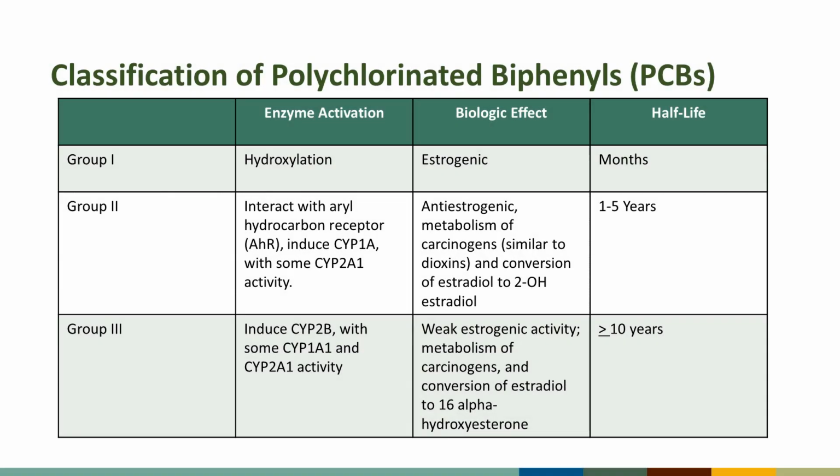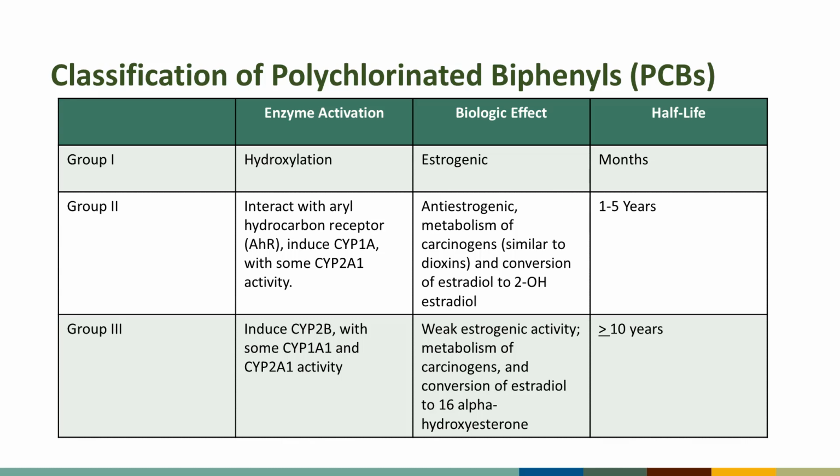Group 1 PCBs are metabolized by hydroxylation and have estrogenic effects. They have half-lives of several months. Group 2 PCBs interact with the aryl hydrocarbon receptor, causing induction of certain cytochrome P450 enzymes such as CYP1A and CYP2A1. They have properties similar to dioxins, including antiestrogenic activity and affecting the metabolism of carcinogens and estradiol. Their half-lives are 1 to 5 years.